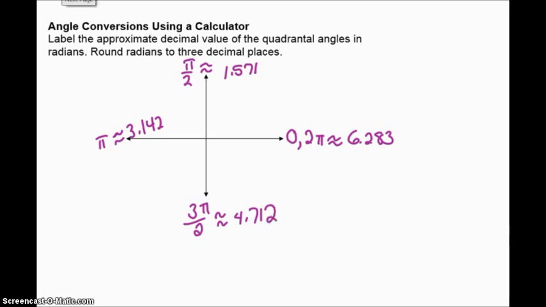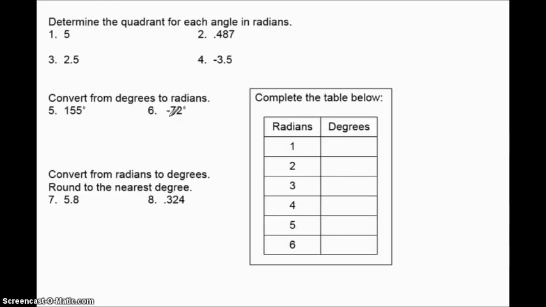Well, this could help us if we're given our radians when they're not in terms of pi. So here 5, okay, I look up at my chart and I see that 5 would be between 4.712 and 6.283, which is the fourth quadrant. Okay. 0.487 is located between 0 and 1.571, so that's the first quadrant. 2.5 would be between 1.571 and 3.142, so that's the second quadrant.